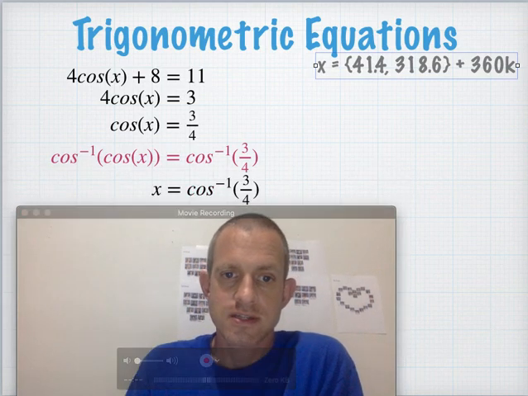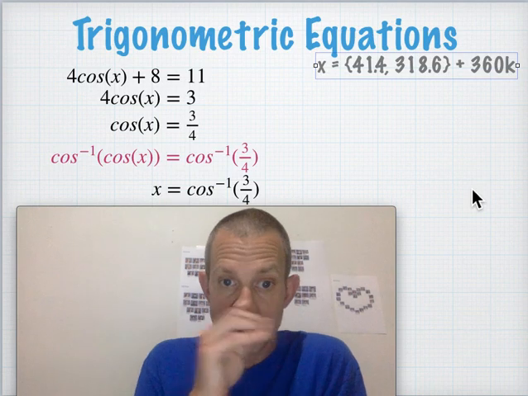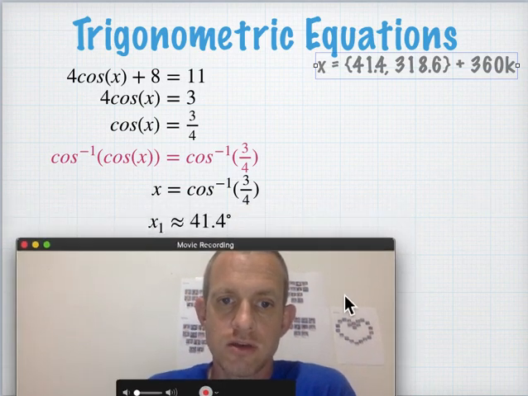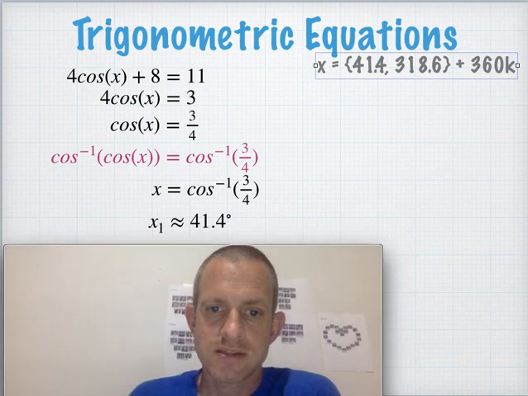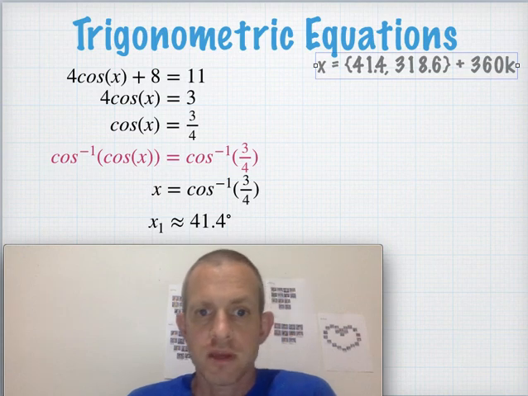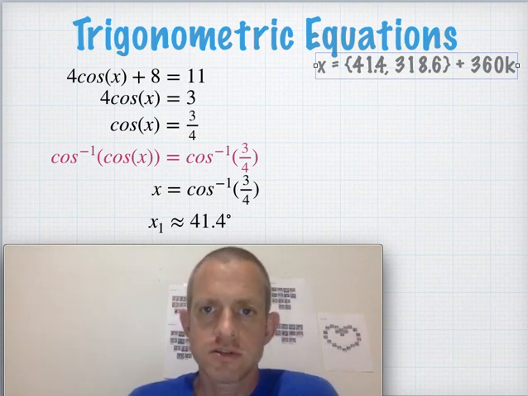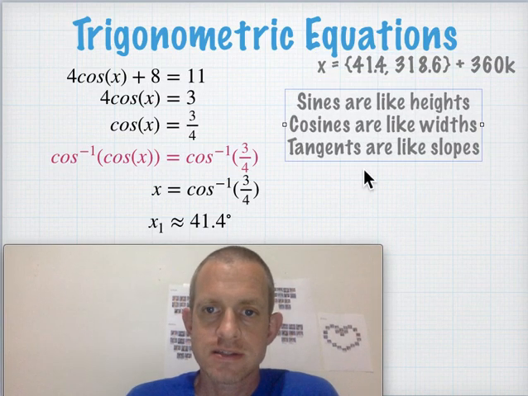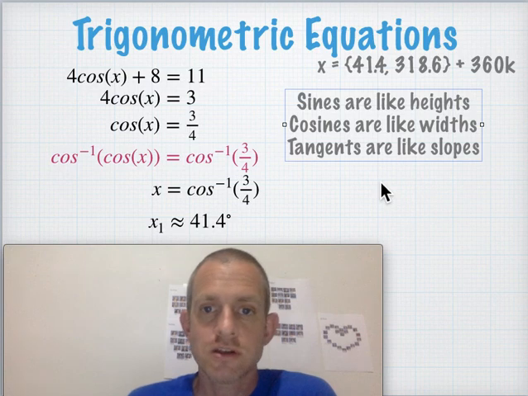And this is now something you definitely need to type into a calculator. Second cosine of 3/4. When you do that, you get your first answer. And in this case, that is 41.4 degrees. But in order to find all of the answers, you need to know some things about how trig works. I've been trying to get you to remember that sines are kind of like heights, cosines are like widths, and tangents are kind of like slopes.